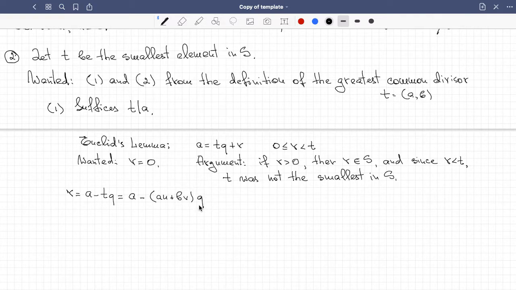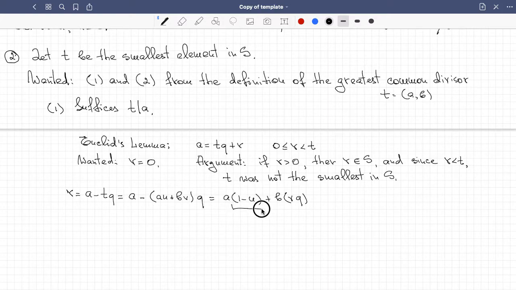Times Q. So we can write T this way because T is an element in S. It has been chosen the smallest of them, but anyway, it is one of them, so we can write it this way as any element. U and V are some integers. And we write it as A times 1 minus U plus B times V times Q.